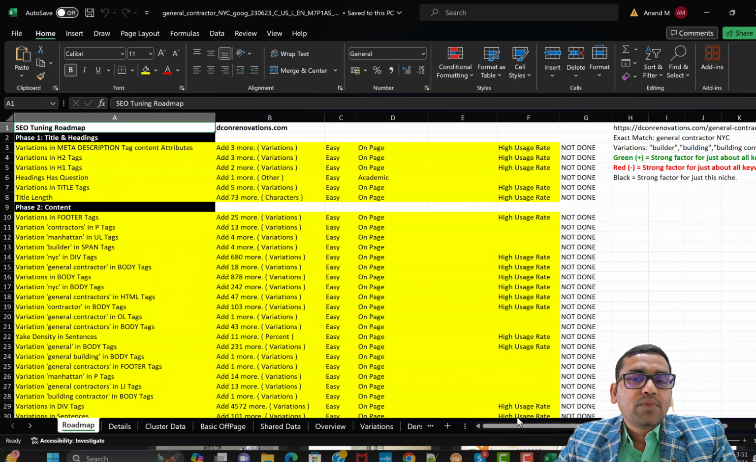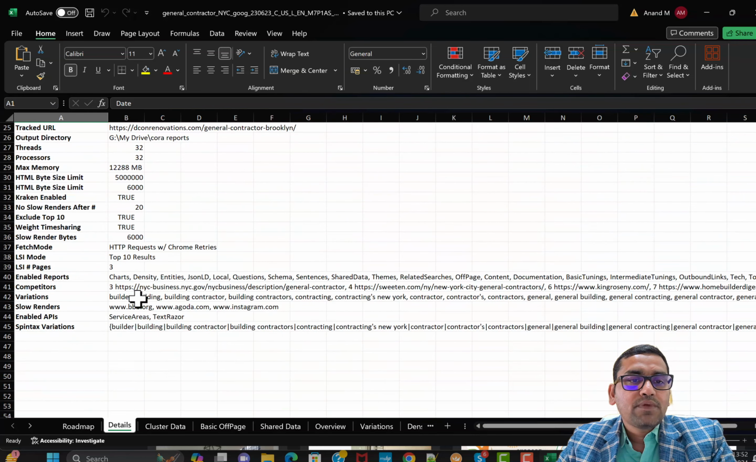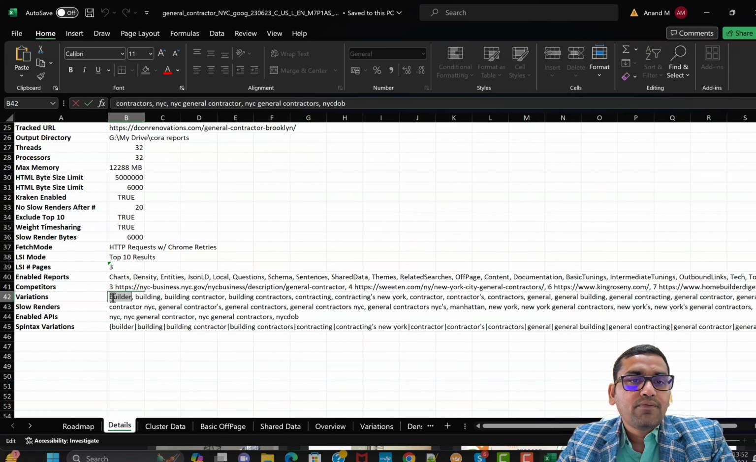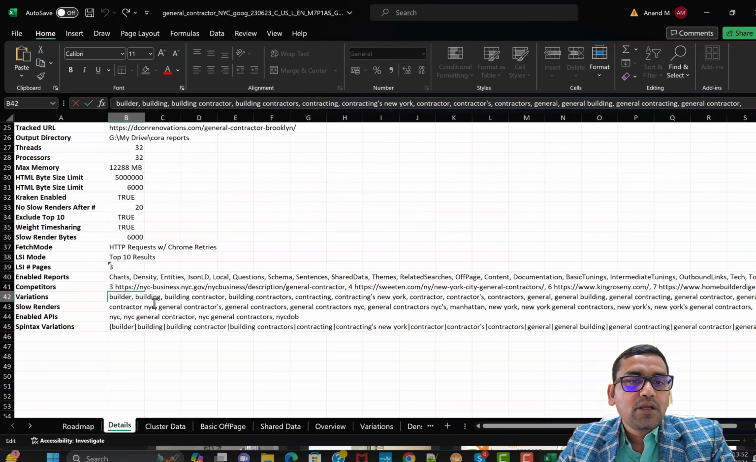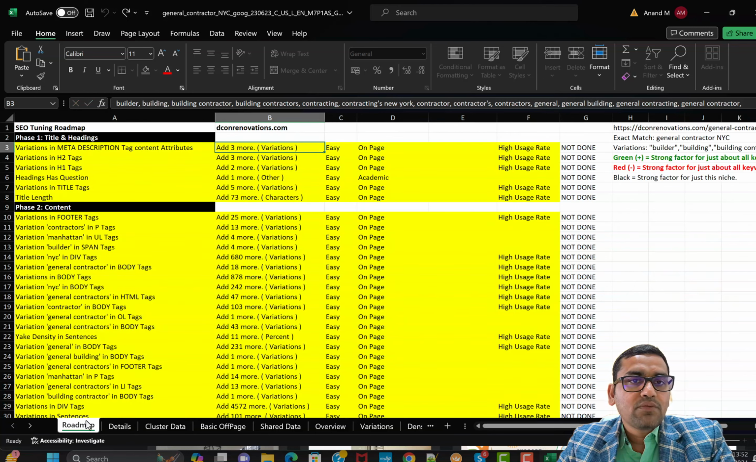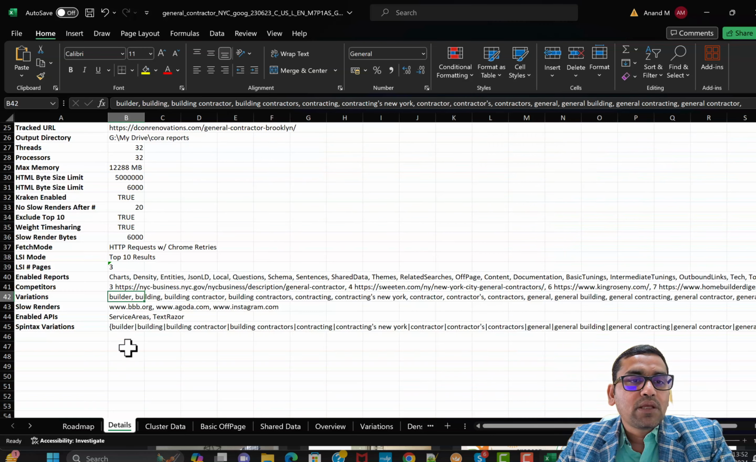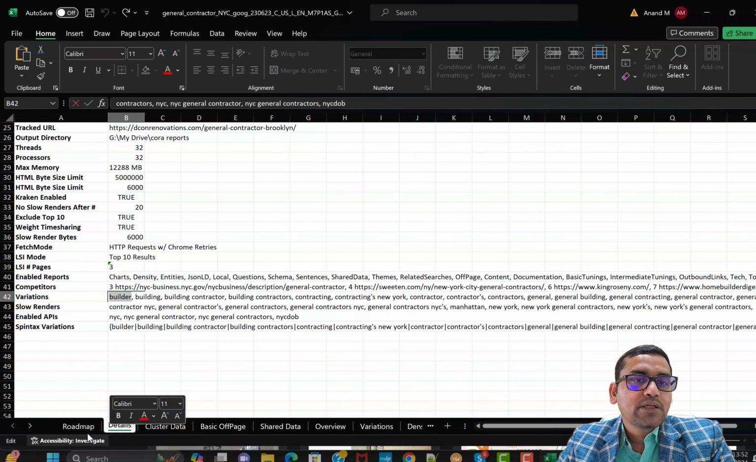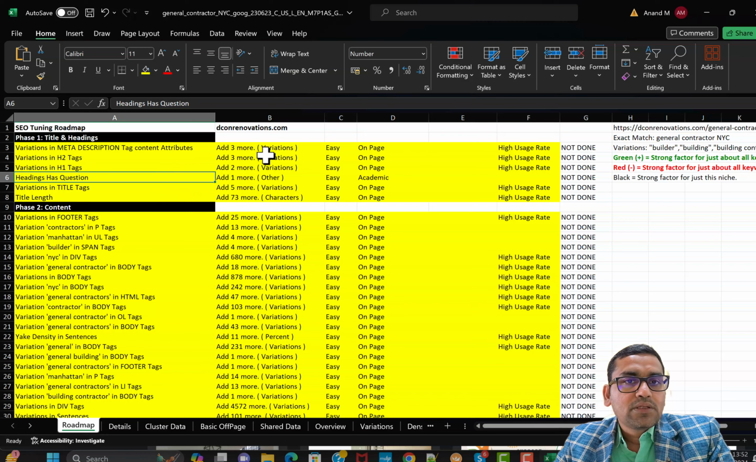There are other sheets, but as I said, the roadmap is the sheet you need to focus on most of the time. Now it's talking about variations. So what are the variations? If we go to the details page and scroll down, we get a lot of variations of the keywords which are there in the competition. So whenever it says use three more variations, that means use three more variations from any of these, whichever is applicable for you, in your meta description. When it says H2 three more variations, that means three more should be there in your H2, because it's saying three. So this is how we read it.